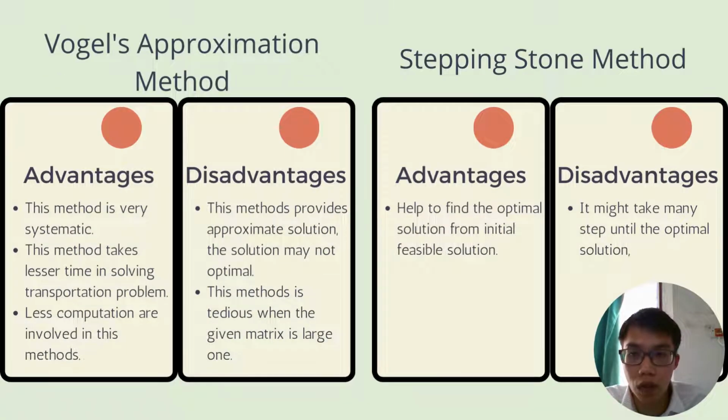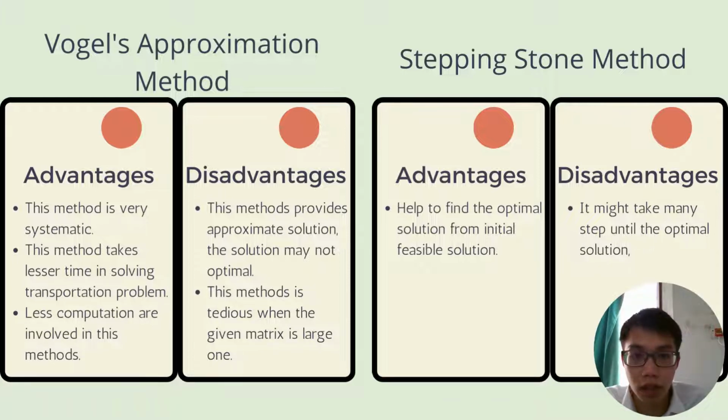The advantage of Walker approximation method is this method is very systematic. This method takes less time in solving transportation problems, and less computation is involved in these methods. In disadvantage, these methods provide an approximated solution, but this solution may not be optimal. This method is tedious when the given matrix is a large one.